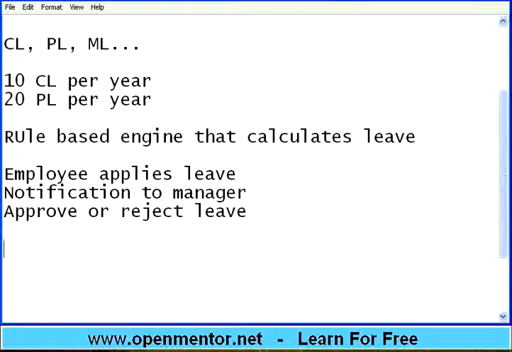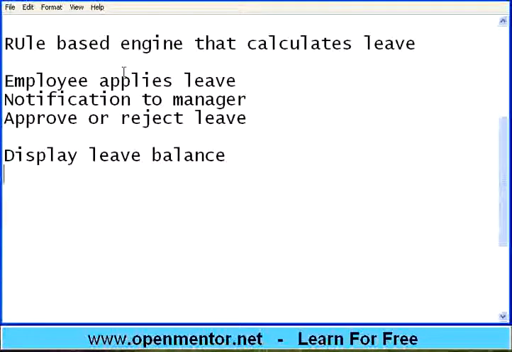So at any point of time, the HR application should display the leave balance. Again, there should be policies. You cannot apply more than 2 days as casual leave. So the moment you give from date and to date and then choose casual leave as the leave type, the application should say you are violating the policy, right? So these are all the simple rules that the leave engine should be configured with.